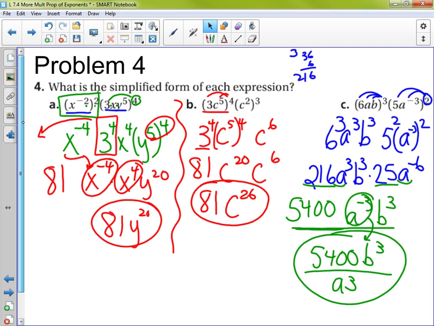And that's pretty much it. There are two other types of problems that you're going to see in your assignment, so let me take a quick second and show you those, and then I'll be done.